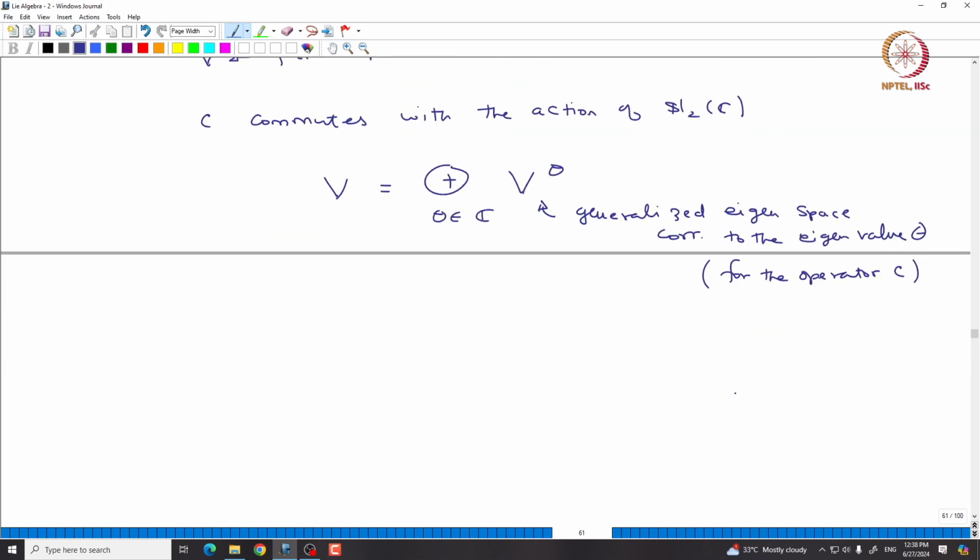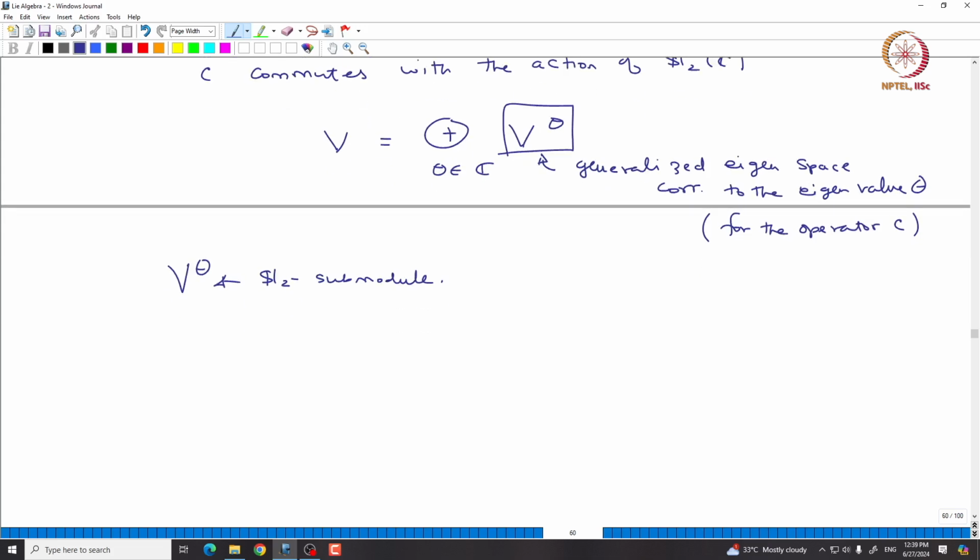So, now we know that since C commutes with the action of sl2C, all these V theta are invariant under sl2C. So, V theta is indeed an sl2 submodule. Now, if you are interested in proving complete reducibility for capital V, it is enough to consider only V theta. So, we can without loss of generality assume that this C indeed acts as the scalar theta. So, the only eigenvalue of C on this module V theta is just theta.